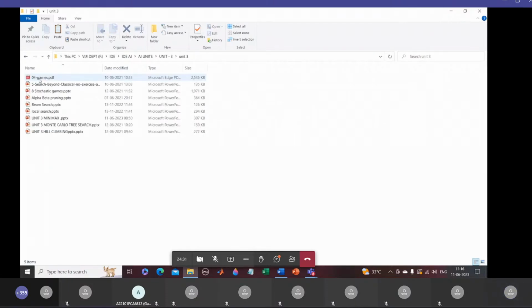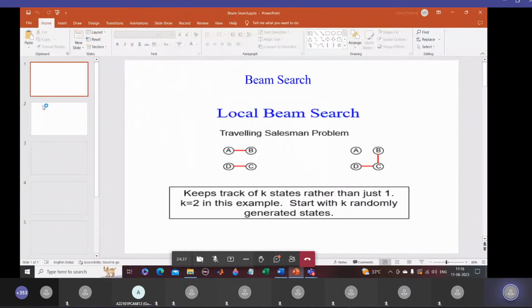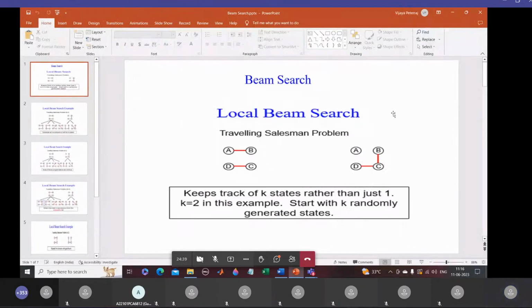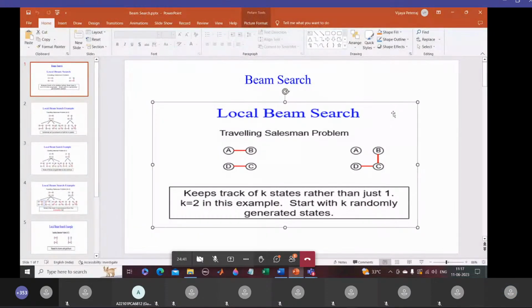For linguistic work, there are different approaches: you can have formal languages, and you can have the syntactic and semantic. Syntax is like the rules. Semantic is the meaning. We have local beam search.